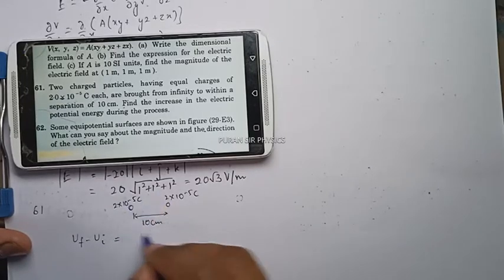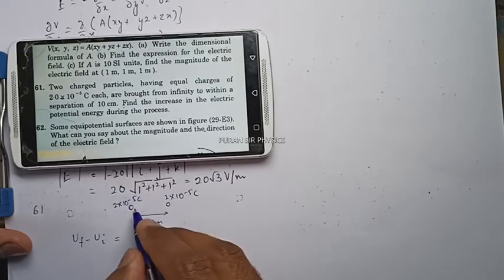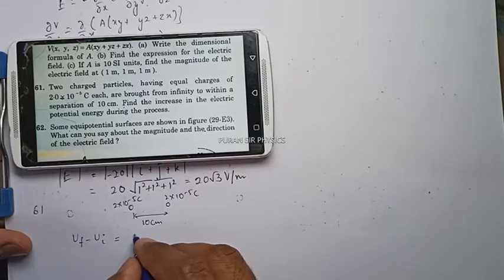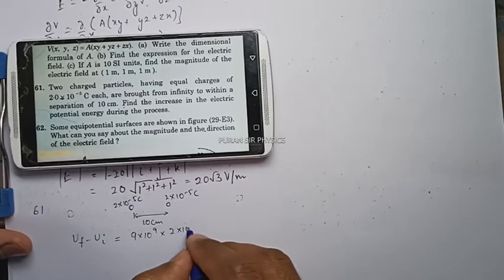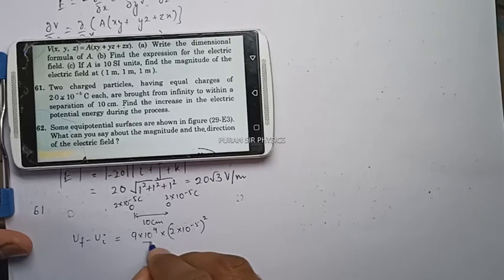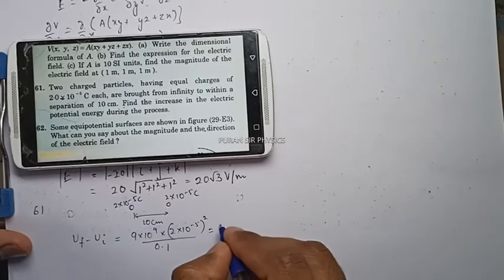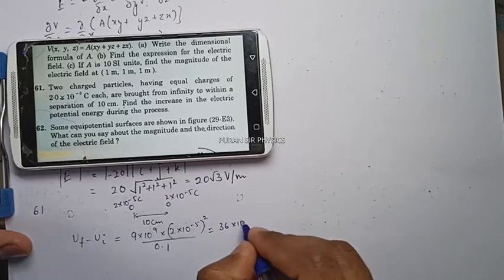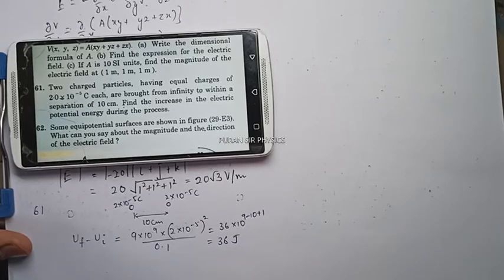So U final will be this configuration. So the energy associated with this configuration will be kq square upon r. So here it will be 9 into 10 raised to 9, 2 into 10 raised to minus 5 square divided by 0.1. So it comes out to be 4 9 36 into 10 raised to 9 minus 10 plus 1. So it will be 36 joules. So this is the answer of question number 61.